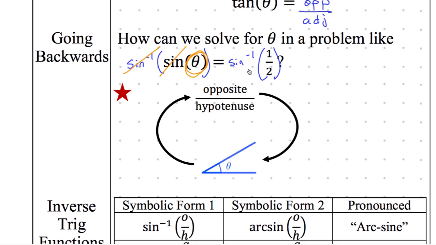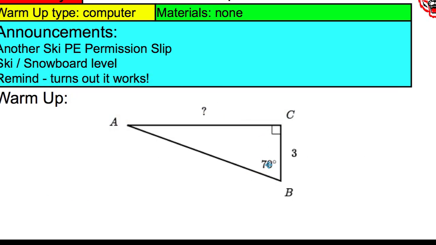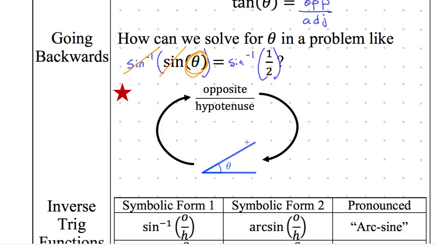Before, for our warm-up, we had this angle, and we were trying to figure out what this side was. In order to find the side, we had to take sine of this angle. So I'm going to write here sine. We had an angle, we took the sine of it, and it gave us the opposite over the hypotenuse. Well, what if I started with 1/2, just like this original problem, and I want to go backwards to find the angle? That's what we're doing today.